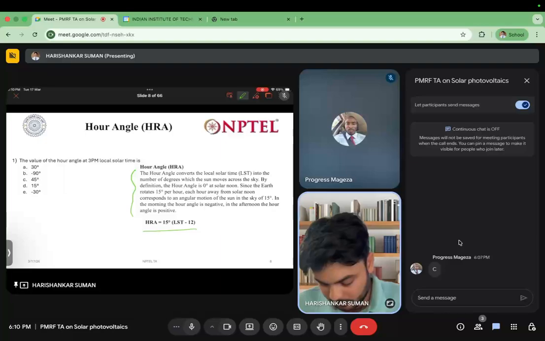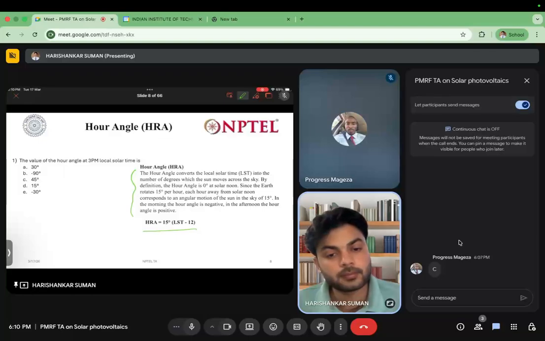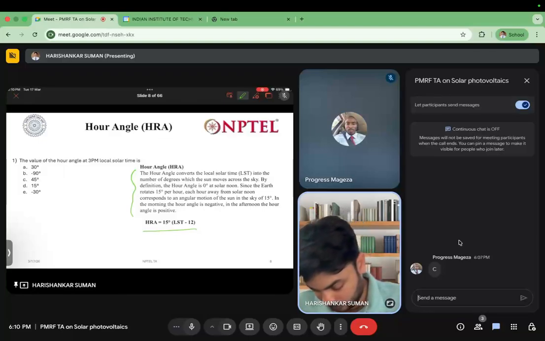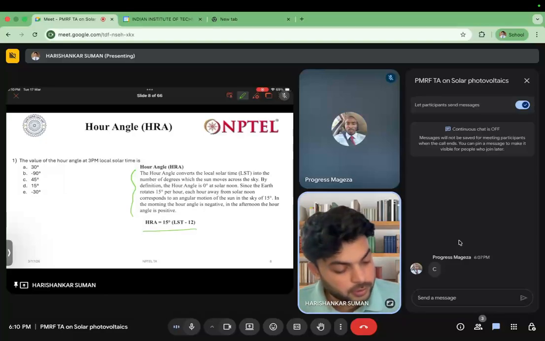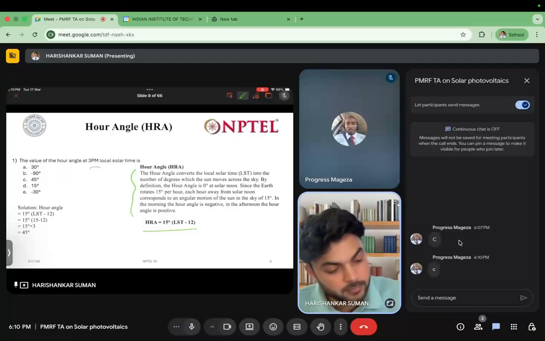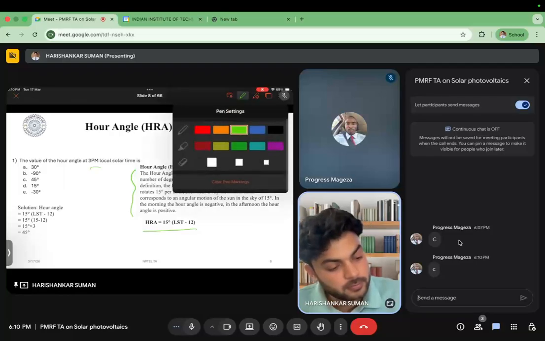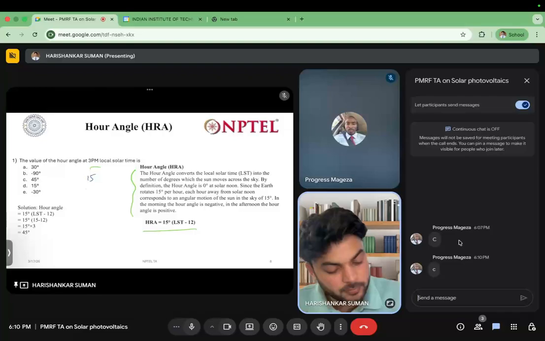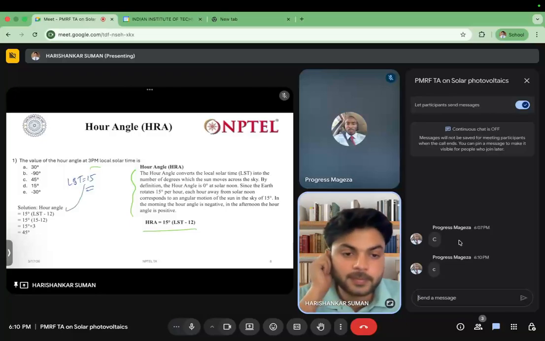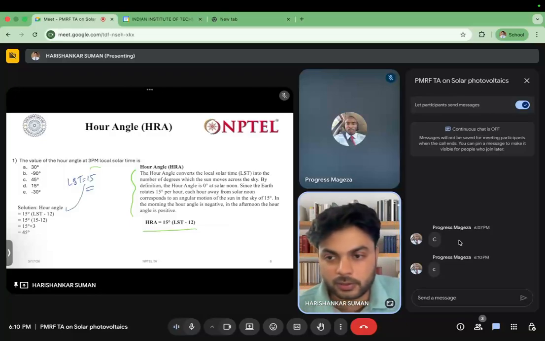Yes, please. Just put the LST in this equation. LST is 3 p.m., which means 15. Local solar time is 15. You have to put that. Okay, nice.